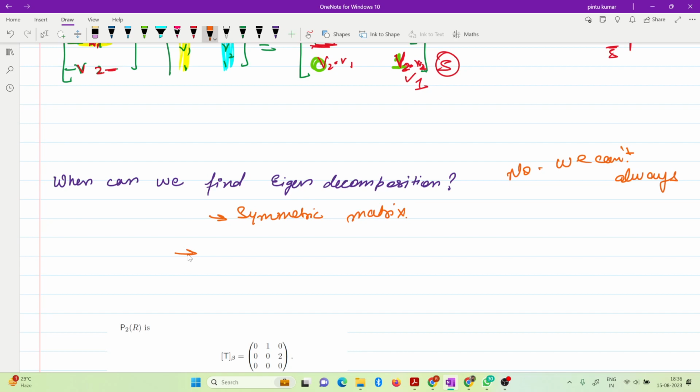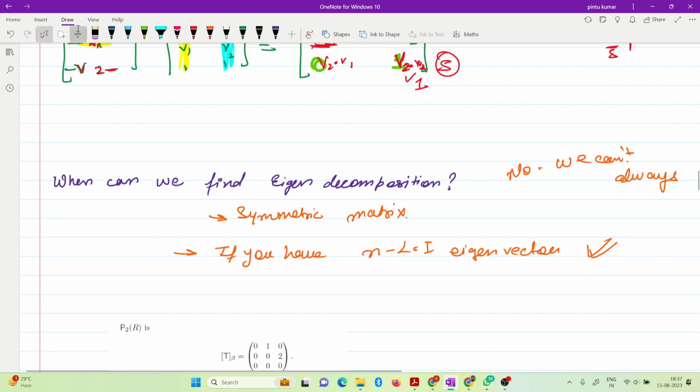And the answer for an arbitrary matrix is, if you have n linearly independent eigenvectors, then you can find an eigen decomposition. Okay, one answer is that.